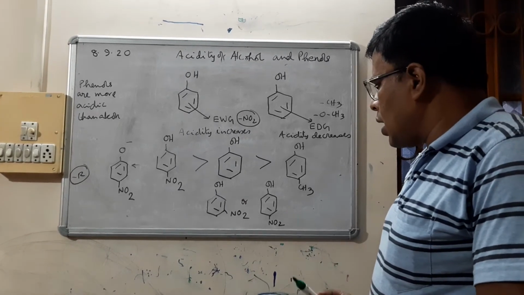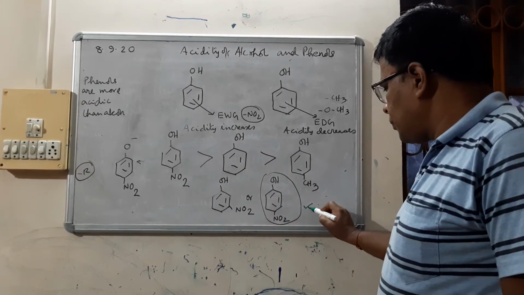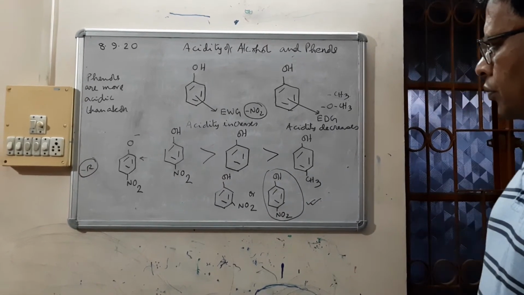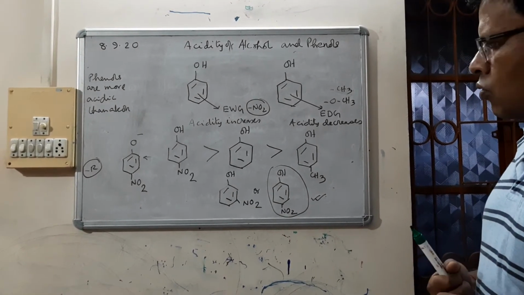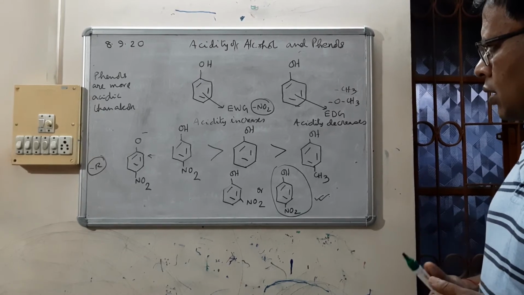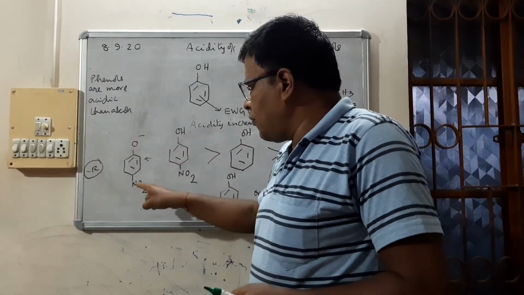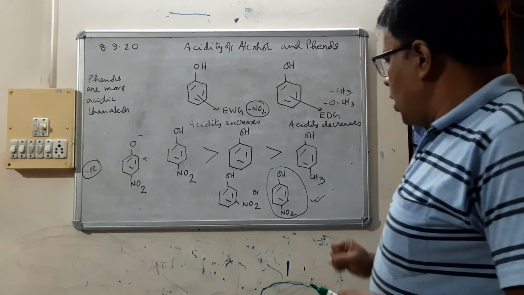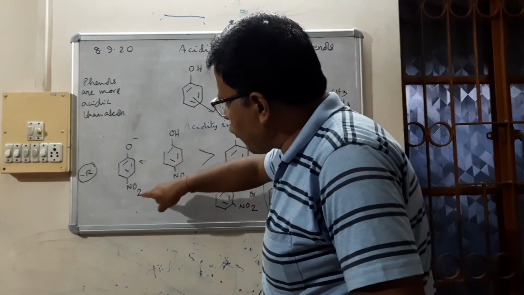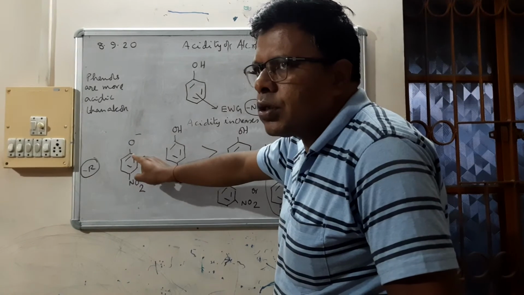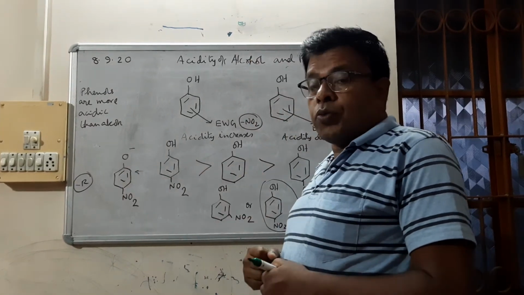And the answer to this question is para-nitrophenol, it is more acidic than metanitrophenol. How to explain this? You have to know that, as I say here, this anion is getting stability by minus R effect, and this minus R effect can operate only from para or ortho position.